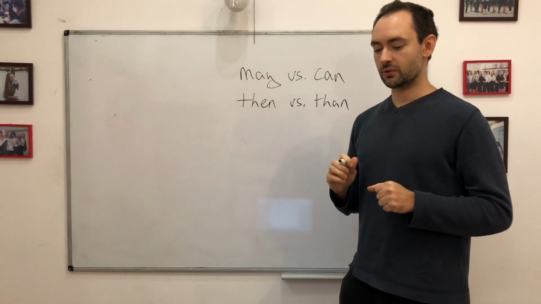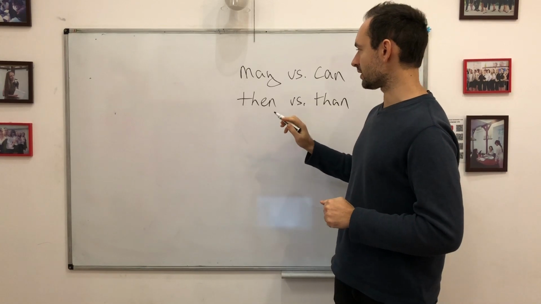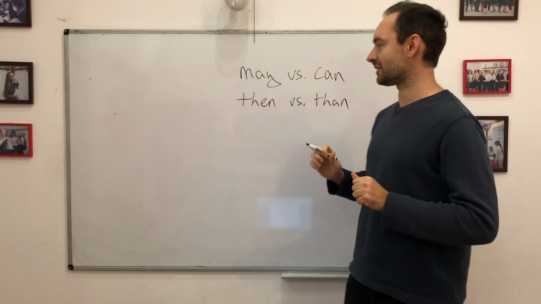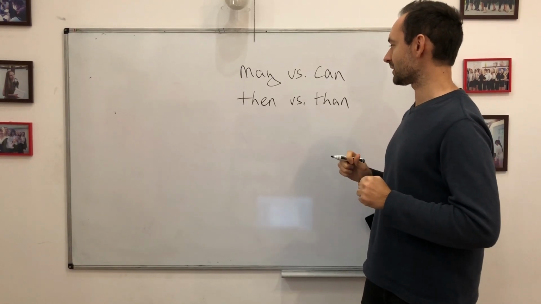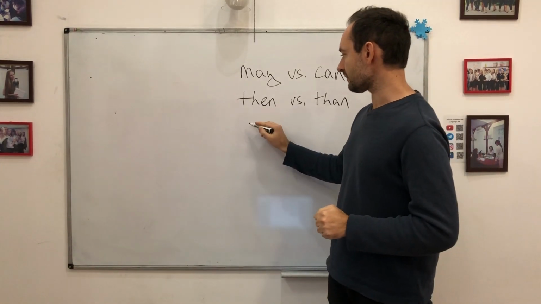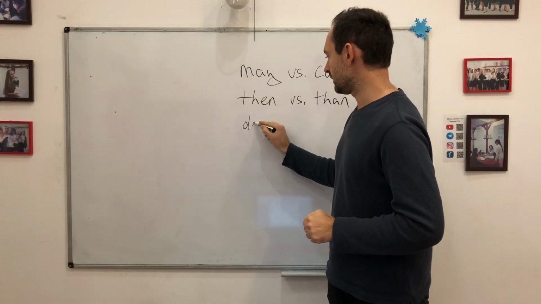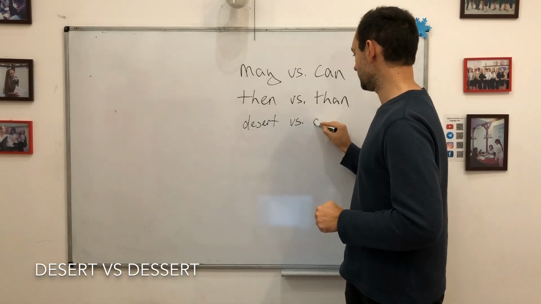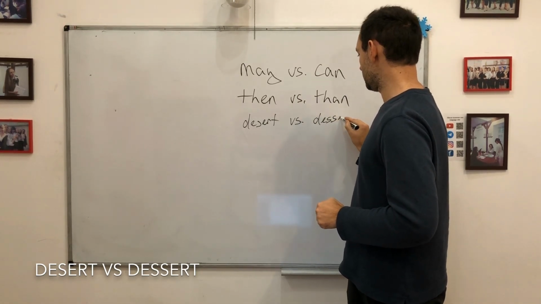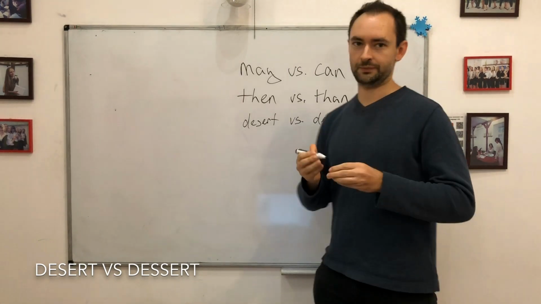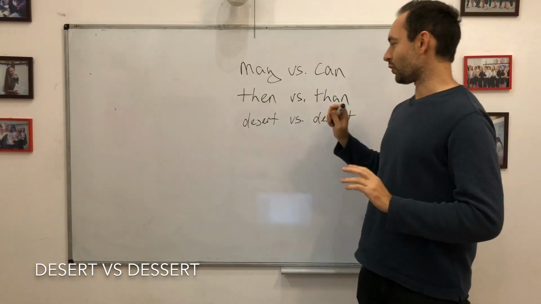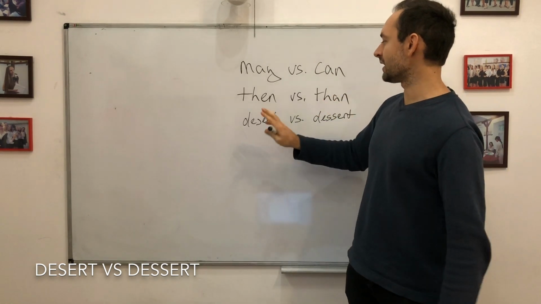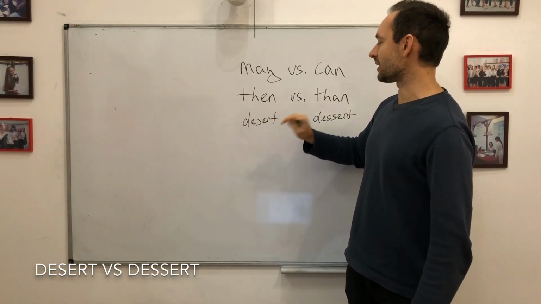So the next two words, they're used quite often, but quite oftentimes the person makes a mistake with them, and they are desert versus dessert. Okay, and you'll see where the confusion lies more particularly.